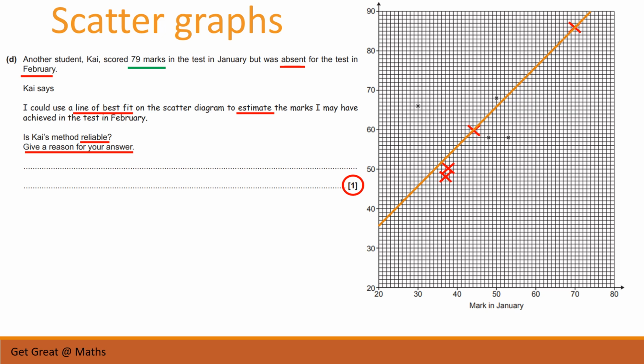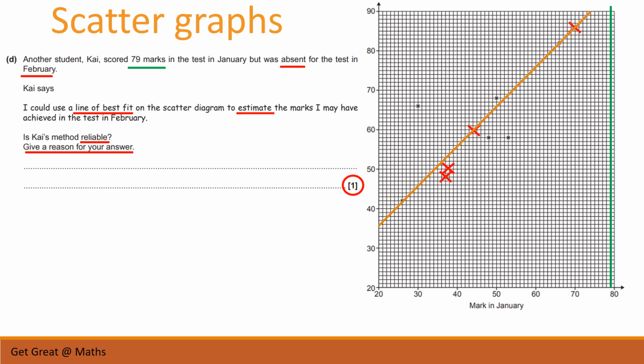So the line of best fit is a line that goes through the majority of points following the shape of a graph. So this is a positive correlation here with the line of best fit going through as many points as we can. Now the question says there are 79 marks. Now 79 marks here is the green line that's just gone up, and you can see that that doesn't reach my line of best fit.